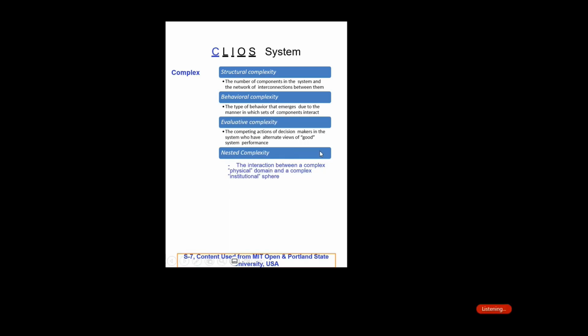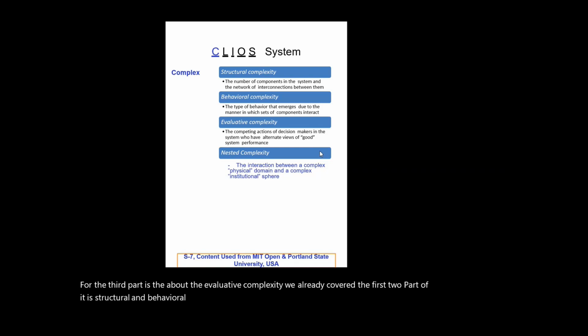So the third part is about the evaluative complexity. We already covered the first two parts of it, the structural and behavioral. Okay, so structural means I will again just repeat it for you because you came a bit late. So that means when we talk about the structural, we would like to refer it towards the different components or the elements. But later on you can see if there is any issue, so you can listen to me. So we would like to see how basically the system functions.